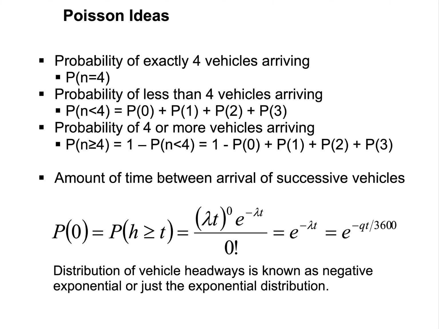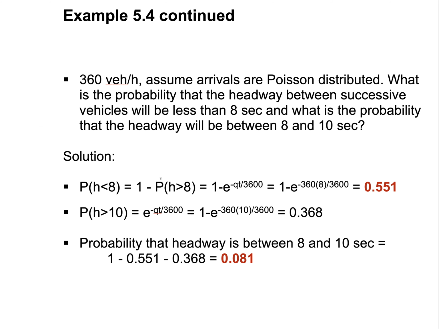So the amount of time between arrival of successive vehicles is shown here, e to the minus qt over 3600. And the distribution of vehicle headways is known as negative exponential, or just the exponential distribution. So continuing the example that we did a minute ago, what's the probability that the headway between successive vehicles will be less than 8 seconds? And what is the probability that the headway will be between 8 and 10 seconds?